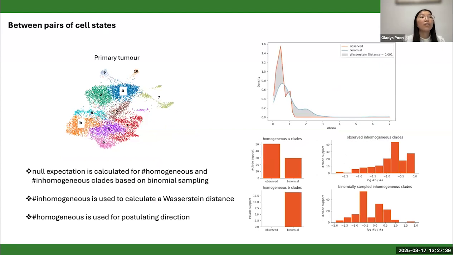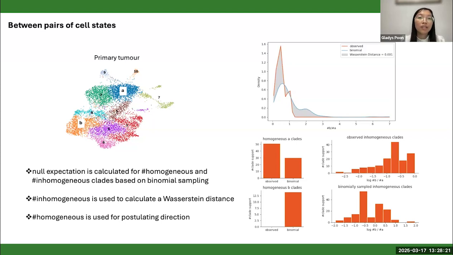And so building on what I've been telling you, we now have a null expectation that's calculated for both the number of homogeneous clades as well as the number of inhomogeneous clades. Our null expectation is that for every leaf, so for every tip of the tree, we have a binomial sampling process that occurs with an expected average that is based on the total ratio of B cells versus A cells across the bulk sample.